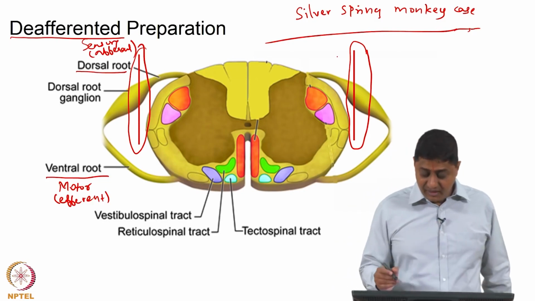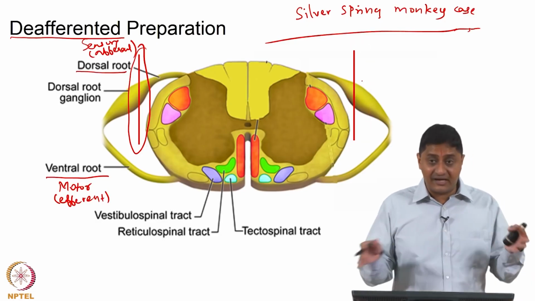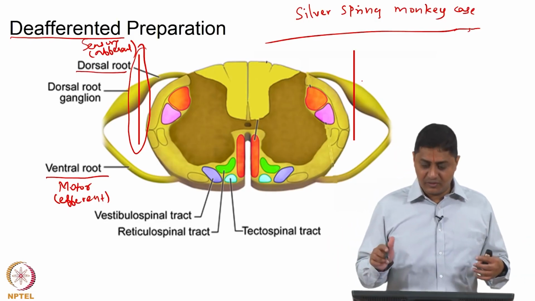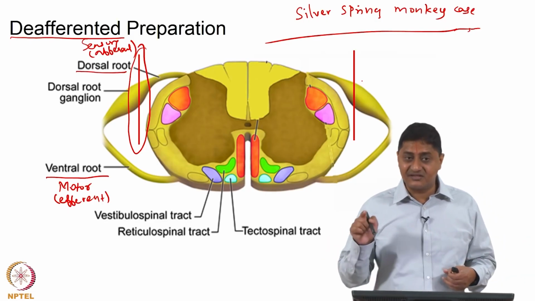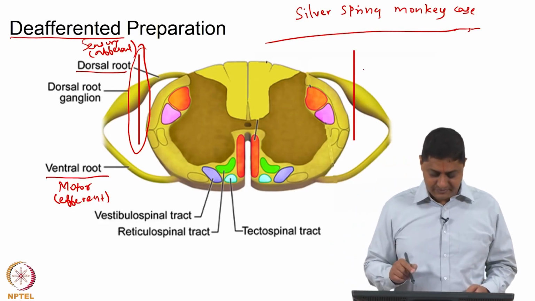By the way, let us remember, it could be one side, unilateral, or bilateral. Deafferentation can be done on one side or on both sides. The silver spoon case is the case where it is done unilaterally, check this anyway. It need not be done on both sides.